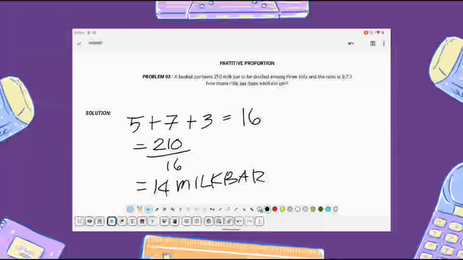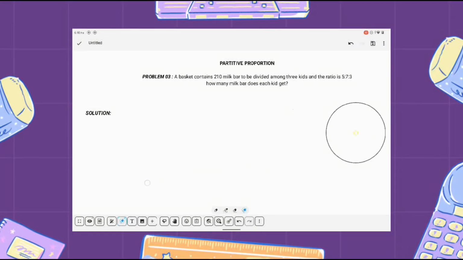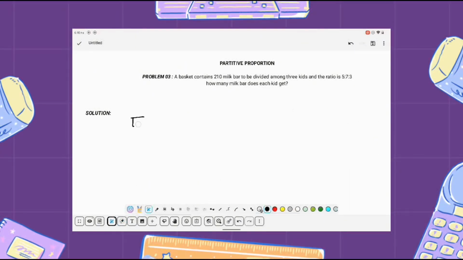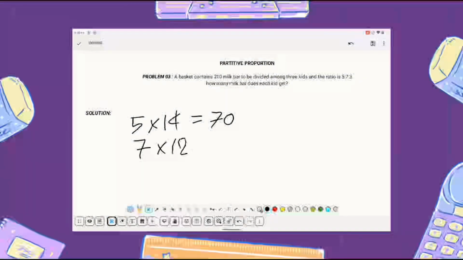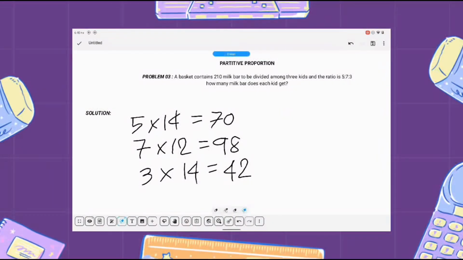The first kid gets 5 parts, so 5 times 14 equals 70 bars. The second kid gets 7 parts, so 7 times 14 equals 98 milk bars. And the third kid gets 3 parts, so 3 times 14 equals 42 milk bars. So the first kid gets 70 milk bars, the second gets 98, and the third gets 42.